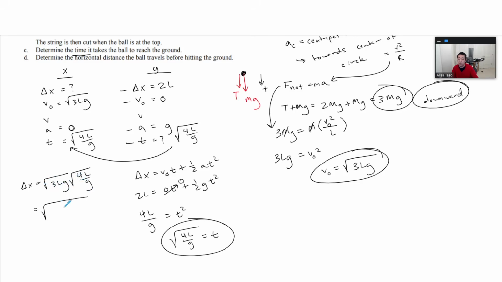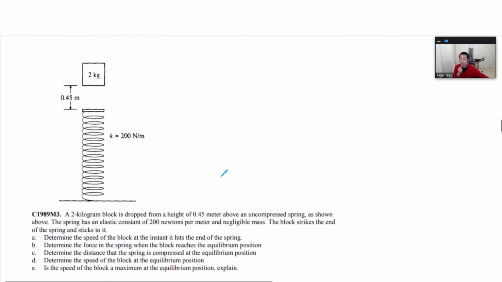When you multiply square roots, you can put them all together. 3lg times 4L over g. G's cancel. That becomes L squared. Square root of 12L squared. And if you want to do that, that's square root of 12 times square root of L squared, or just L. This is not a math class. You don't have to simplify it that significantly. Okay? All right, cool.